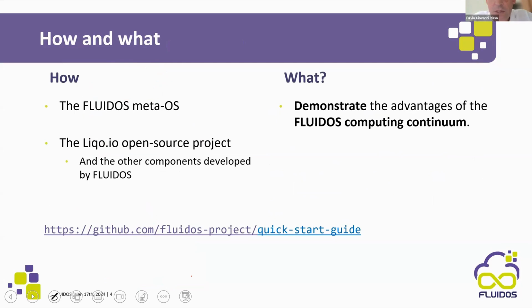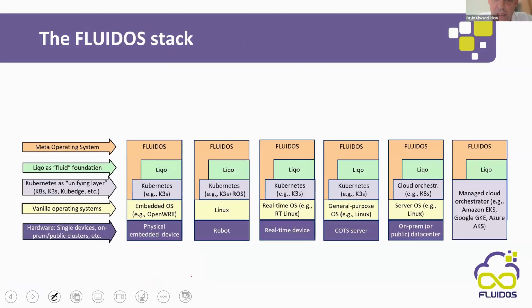We implement with, let's say, two levels of components. First, we leverage existing components. Let's move here. So we don't want to reinvent the wheel. Definitely, we need to support embedded devices, physical world, robots, real-time devices, standard servers, and data centers, both on-prem and in the cloud. So the existing world must be supported. And the existing world has an operating system. We don't care. We have to support them all.